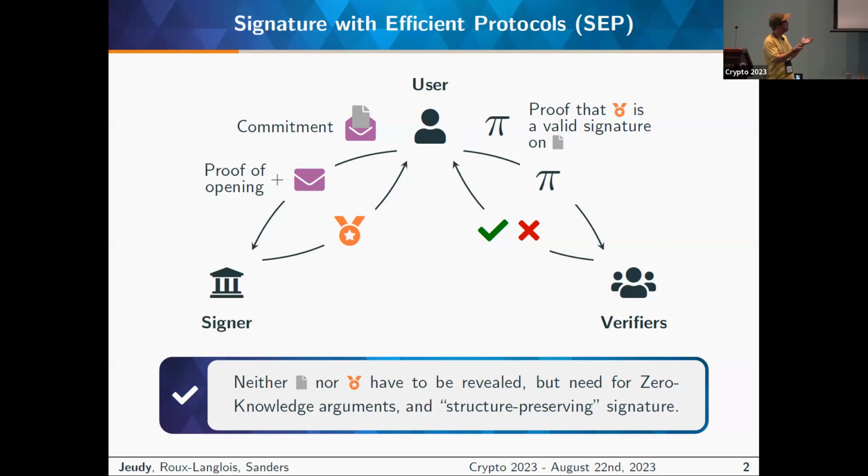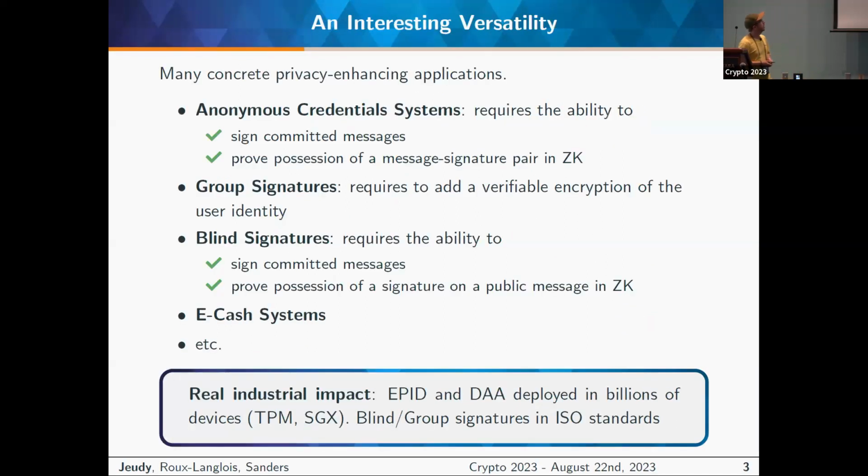So from this nice theoretical construction, what can we do with this in the privacy world? And the answer is a lot of things. The most straightforward one is anonymous credentials, because it perfectly matches the picture that I presented before, where we have a user who wants to obtain signatures on hidden messages and then prove possession of this credential to some verifiers, to some organization in an unlinkable manner. So this is exactly what we presented before.